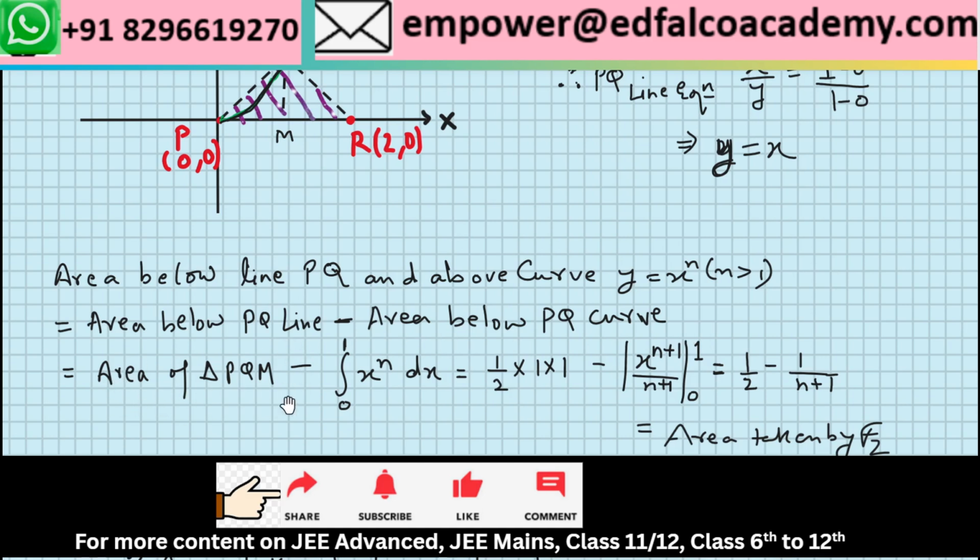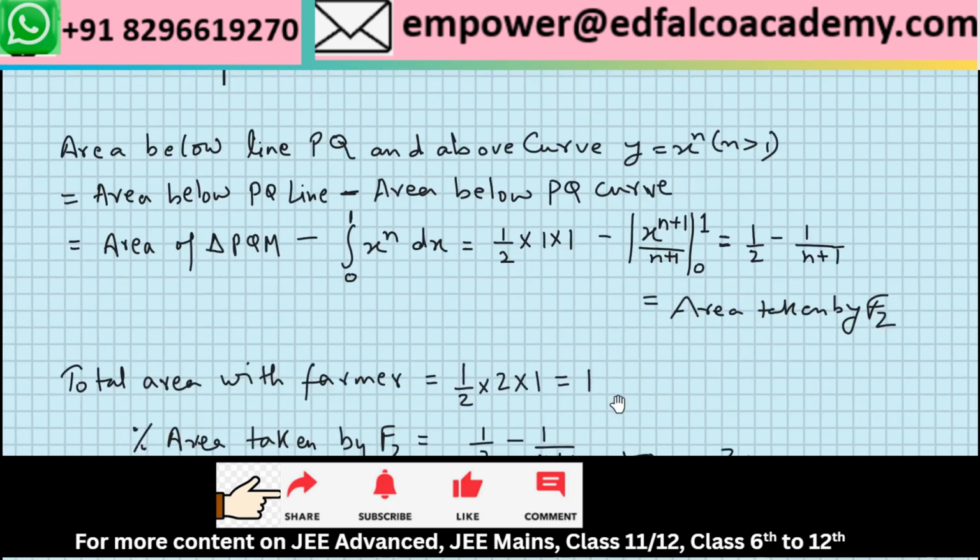Area of triangle PQM minus the integral from 0 to 1 of x to the power n dx. So the area of triangle PQM is nothing but half into 1 into 1, which is half, and then the integration of x to the power n dx is nothing but x to the power n plus 1 by n plus 1, and you have to take the limits between 0 to 1, which will give you basically half minus 1 by n plus 1. So this is the area that is taken by the farmer F2.